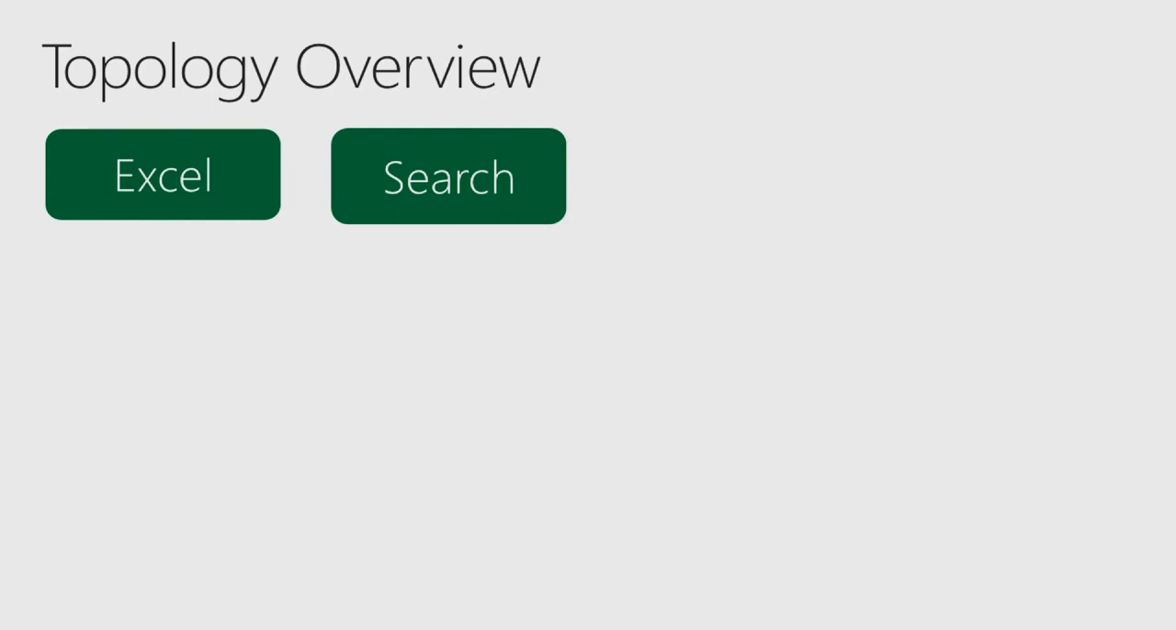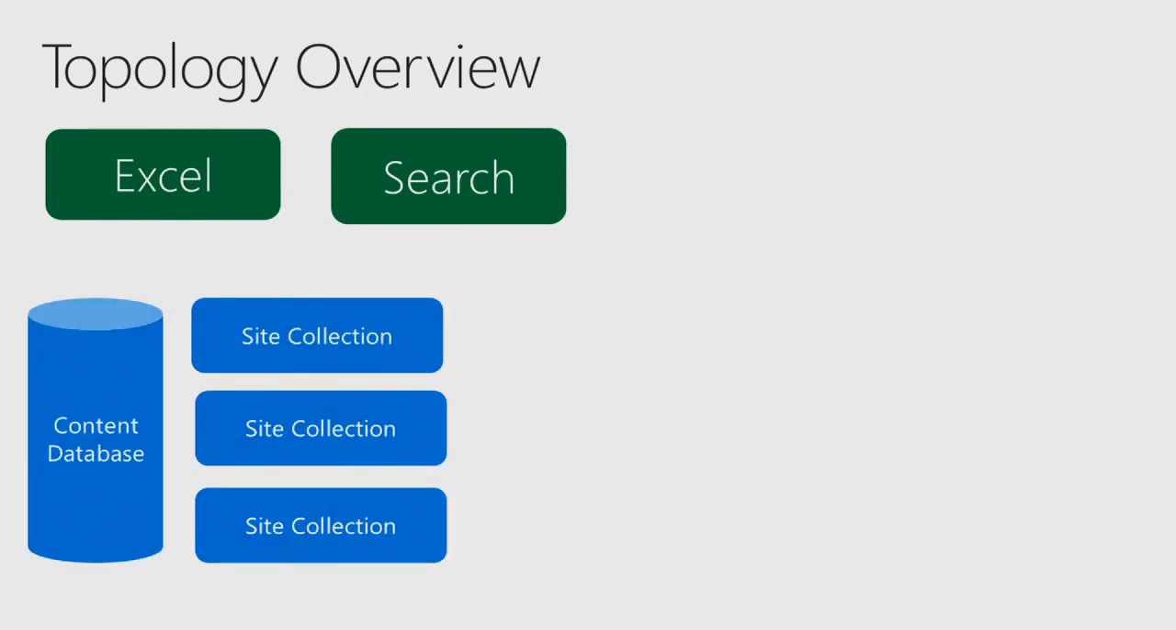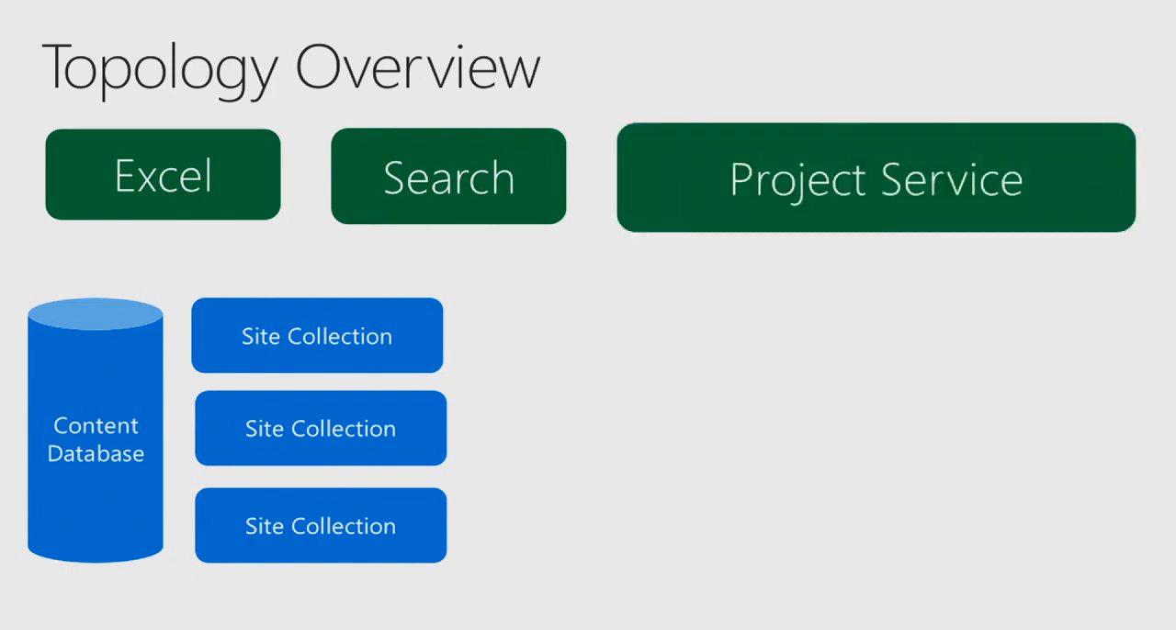When you set up a farm, you do things like install SharePoint, set up Excel Services, set up search, for example, and then you start creating web applications and site collections and start using them. Then you add Project Service into the mix, and you do the steps that I showed you. You create a proxy, you create a service application, and then you want to use Project to add PWA.